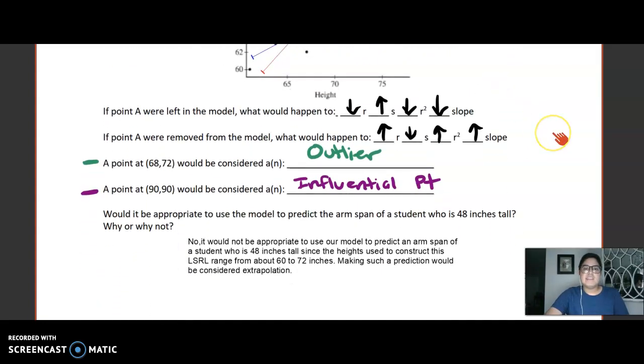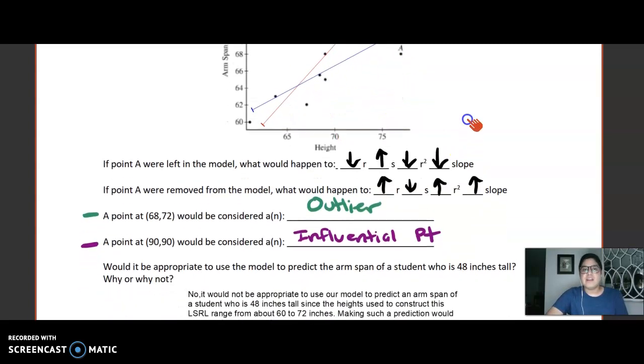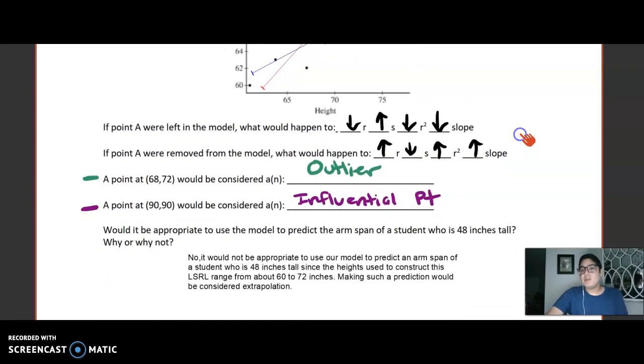And then lastly, would it be appropriate to use the model to predict an arm span of a student who is 48 inches tall? Well, we can see here that our data pretty much ranges from like 60 to 72 inches. We'll just assume we're removing A for now. So no, it would not be appropriate to use our model to predict an arm span of a student who is 48 inches tall, since the heights used to construct this LSRL range from about 60 to 72 inches. Making such a prediction would be considered extrapolation.